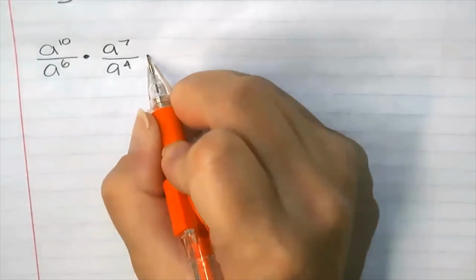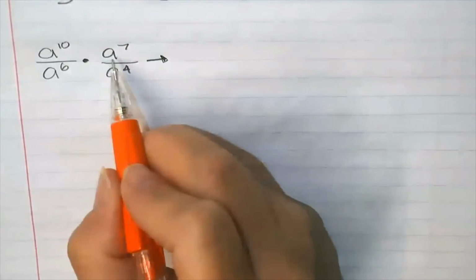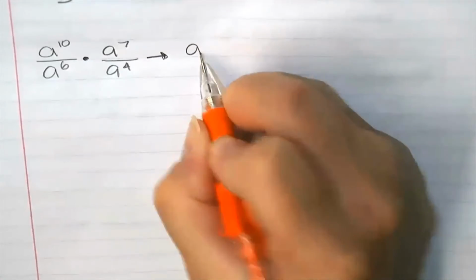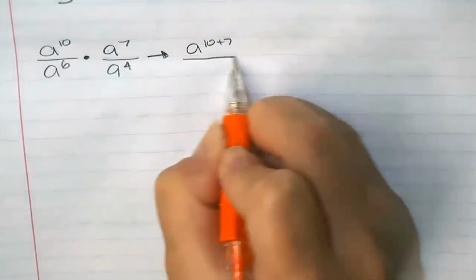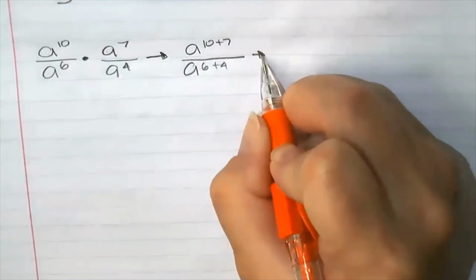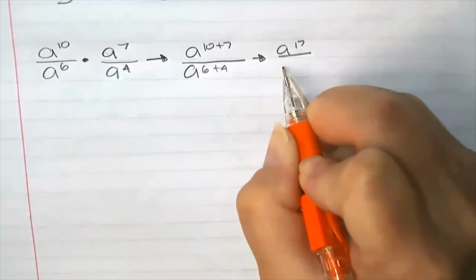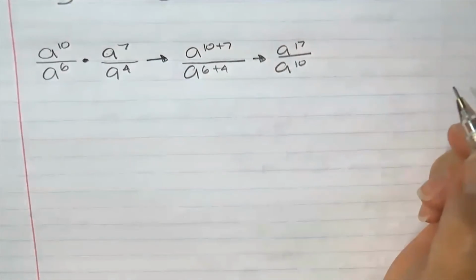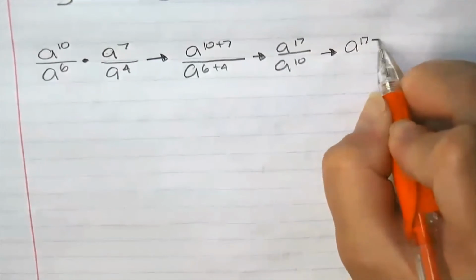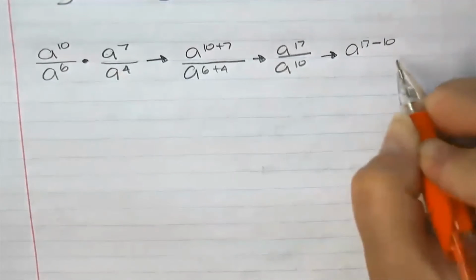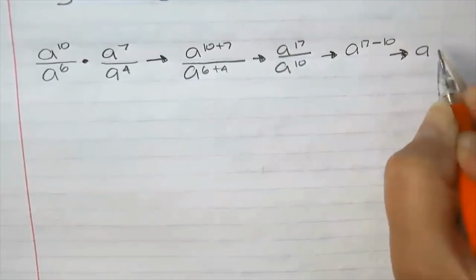So the first way kind of combines what we did yesterday. We've got a, since I'm multiplying these and they have the same base, it's 10 plus 7 over a 6 plus 4. So that's a to the 17th over a to the 10th. And then this is what we're doing today. A to the 17th minus 10, which gives us a to the 7th.